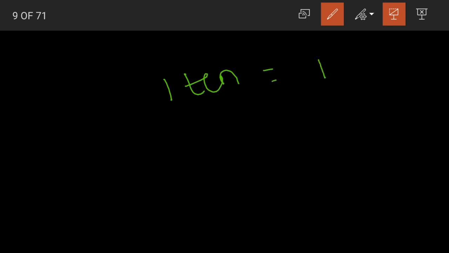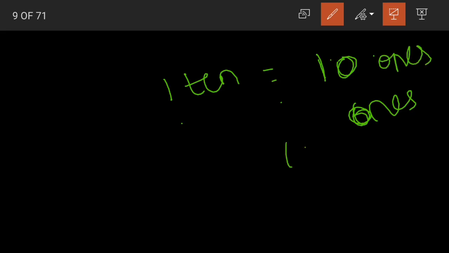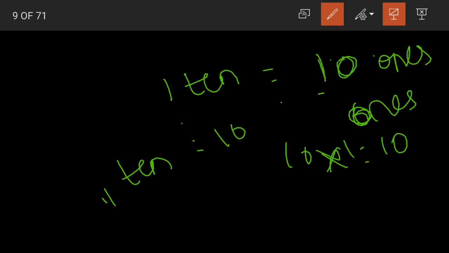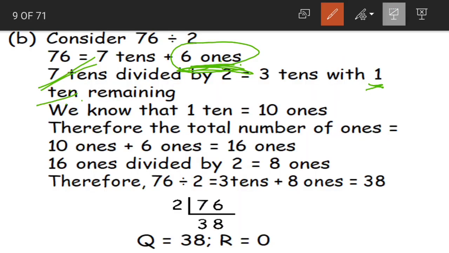1 ten is nothing but 10 ones. Yes. Now how to write it in terms of ones? How many ones does it have? It has 10 ones. Yes. 10 into 1 is equal to 10. So 1 ten is nothing but 10 ones. What did we have already? 6 ones. Now what is added to that? 10 ones. So 10 ones plus 6 ones is equal to 16 ones.